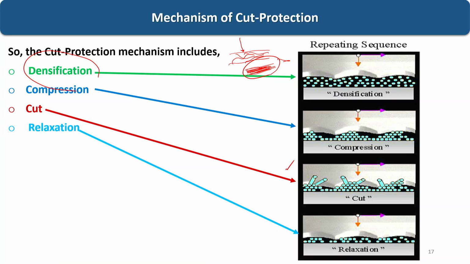And after cutting, after the knife or sharp object cuts, the material will get relaxed, because no other forces are there. Any material after cutting will get relaxed, because there is no normal force, and it will be separated into two parts and relax. So, these are the sequences.